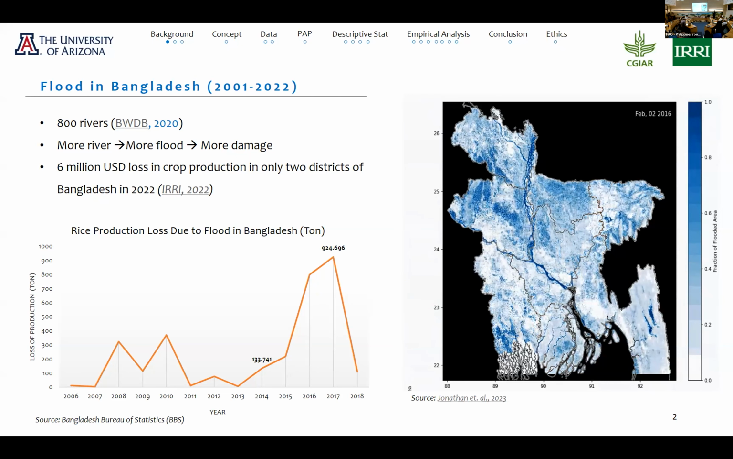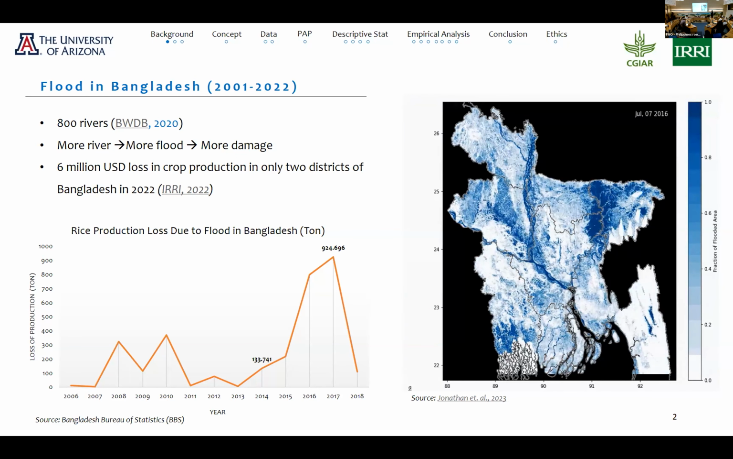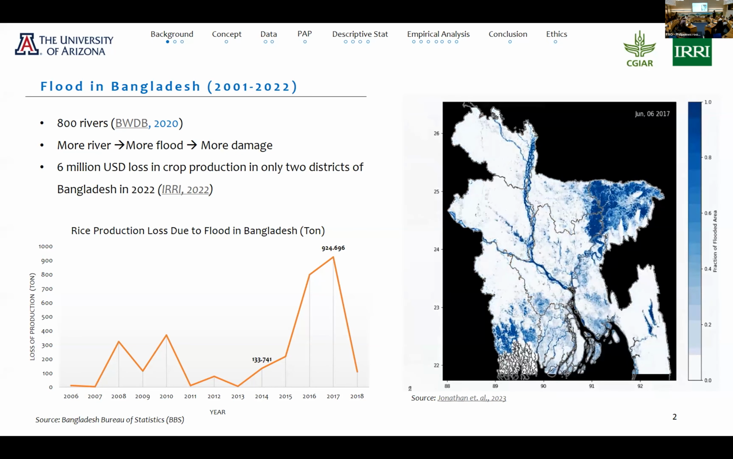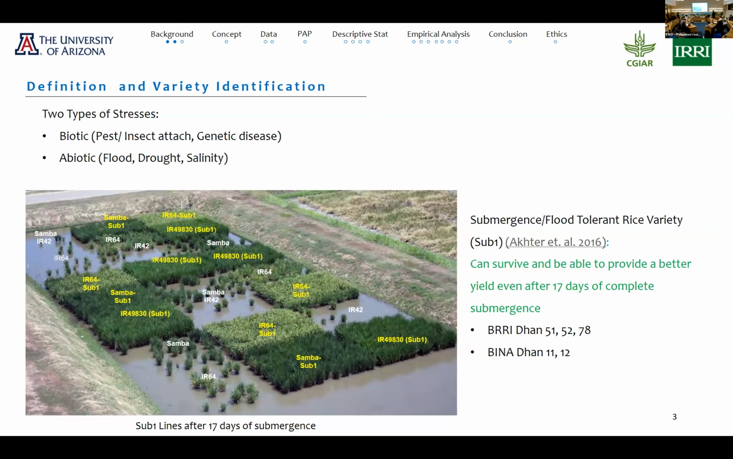You can see, for example, in 2017, where the flood situation was very alarming, the loss has gone up to close to 1,000 tons of rice loss. So to cope with the damage created by flooding and other stress, the International Rice Research Institute and many other organizations have been developing stress-tolerant varieties.